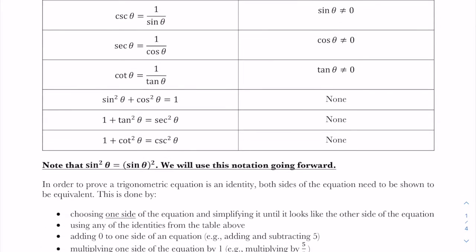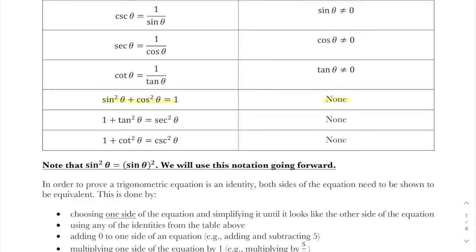Next up, we've definitely seen this one before, and I know I proved it with you in the first lesson of this unit, but when you take the sine of an angle and square it and add that to the cosine of an angle squared, that always equals 1. Please note that there are no restrictions for this one because there is nowhere where you divide by 0.